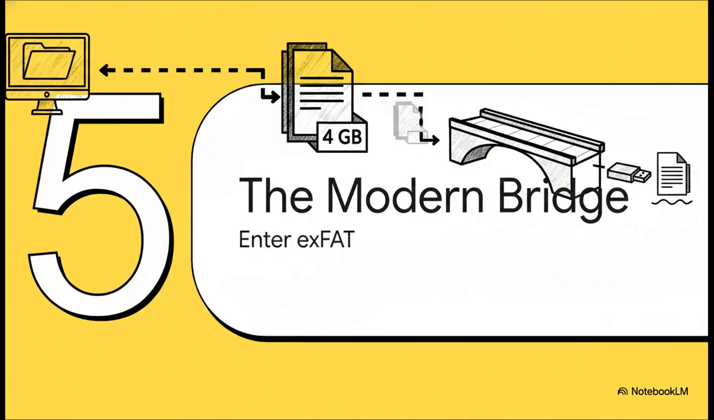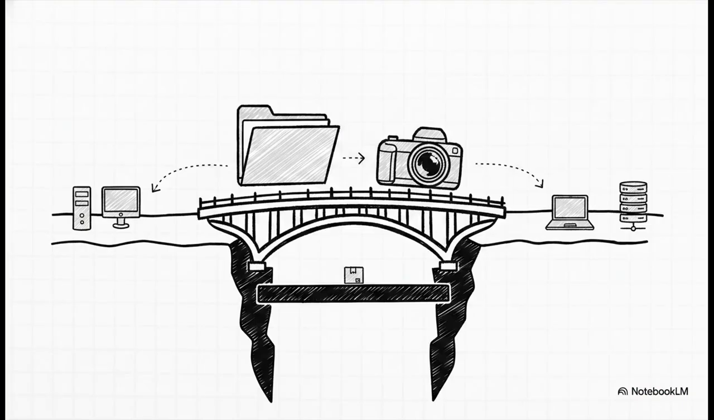Next up, Section 5, the modern bridge. But what about our 4 GB file problem? We still need to solve that. That's exactly where exFAT comes in. Introduced by Microsoft in 2006, you can think of exFAT as exactly what it sounds like. It's FAT32, but with that annoying 4 GB ceiling completely smashed. It supports those massive 16 exabyte files, but crucially, it is supported natively across Windows, Mac, and Linux.